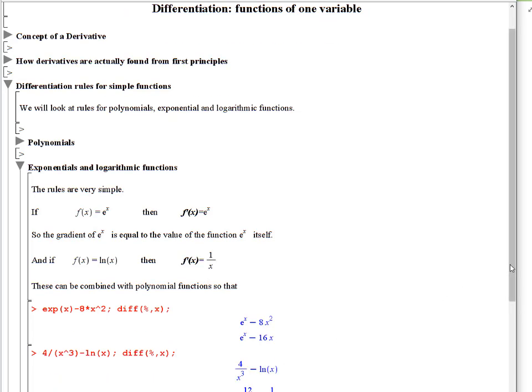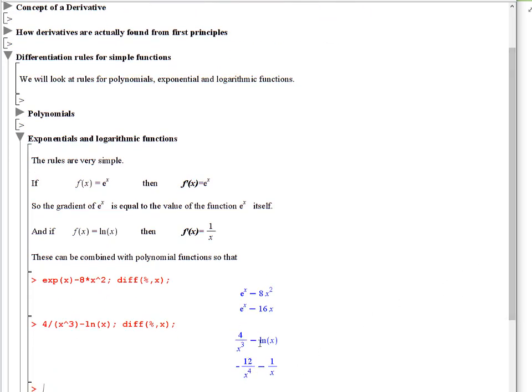So it's combining with the polynomial ones. And here we have 4 over x to the power 3 minus log x. Now remember to deal with this one, you can see this as 4x to the power negative 3. So 4 times negative 3 is negative 12. Negative 3 subtract 1 is negative 4. It becomes negative 12 over x to the power 4. That's the first part. And then log x, using this rule here, just becomes 1 over x.